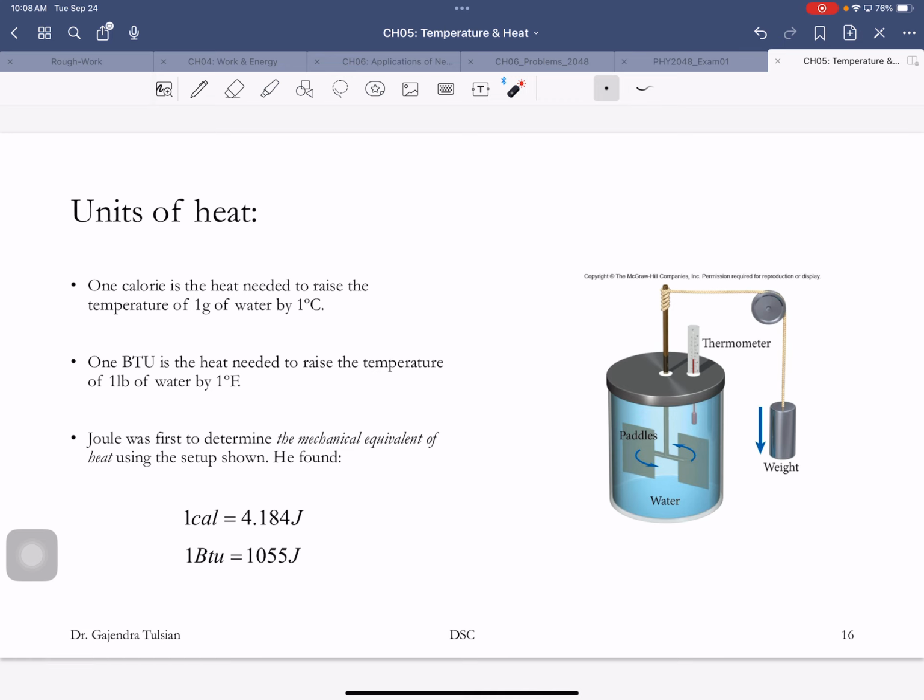All right, so now we'll talk of units of heat. This was the first unit of heat defined, 1 calorie.